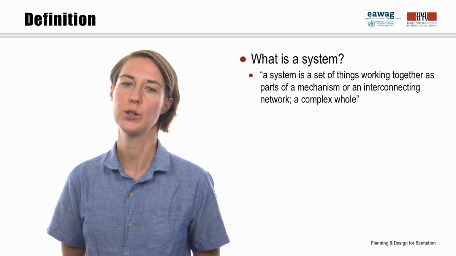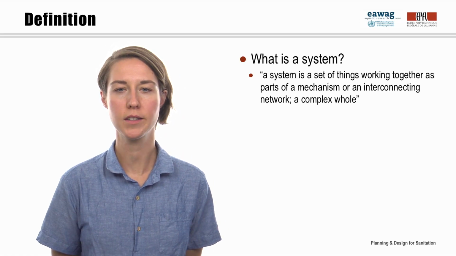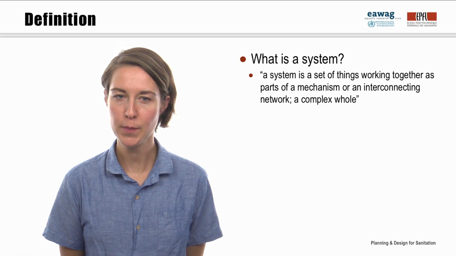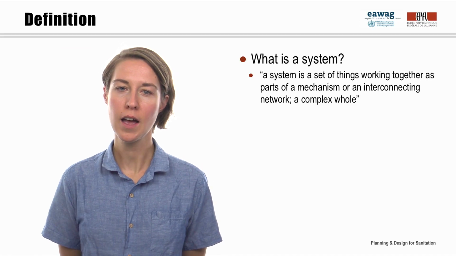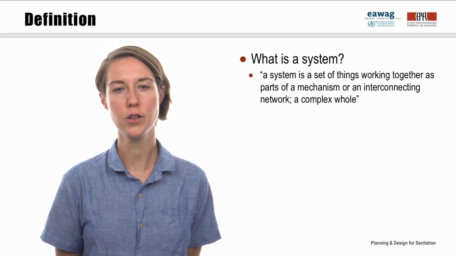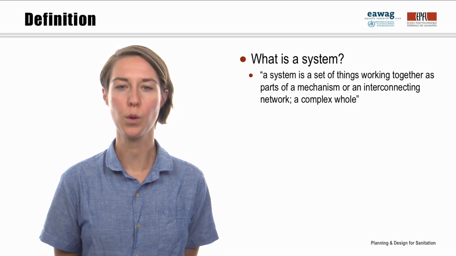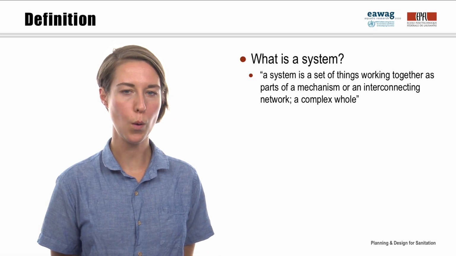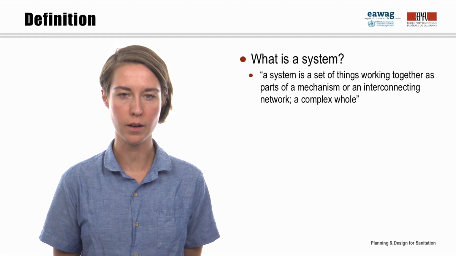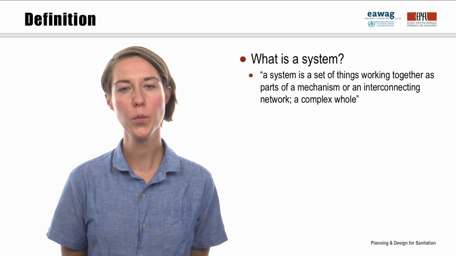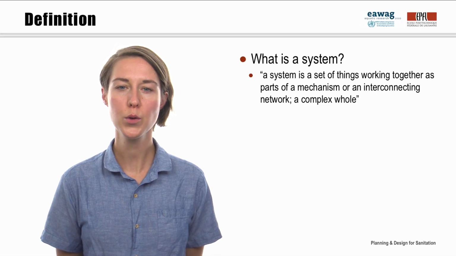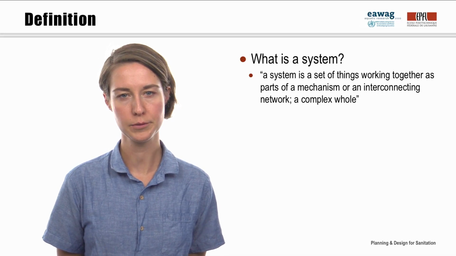Before we begin on functional groups, let's quickly review what a system is. A system is a set of things working together as parts of a mechanism or an interconnecting network, a complex whole. Building a complex whole requires a way of organizing all of the parts so that you're not putting the pieces out of order or using more pieces than you actually need.